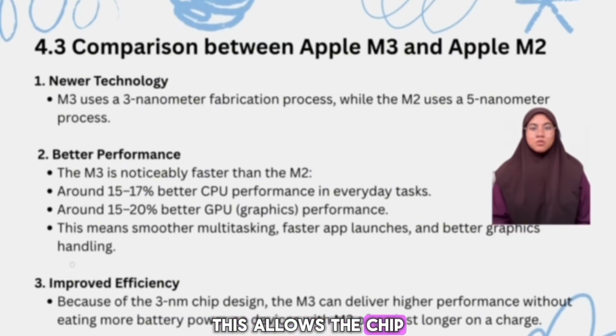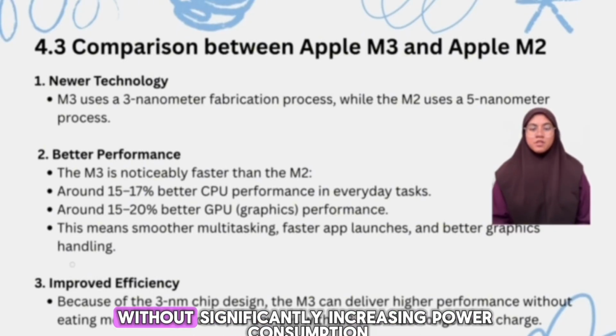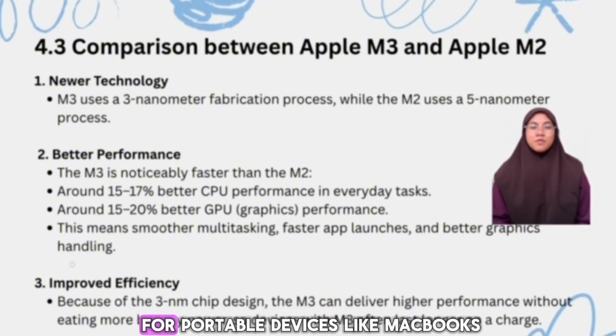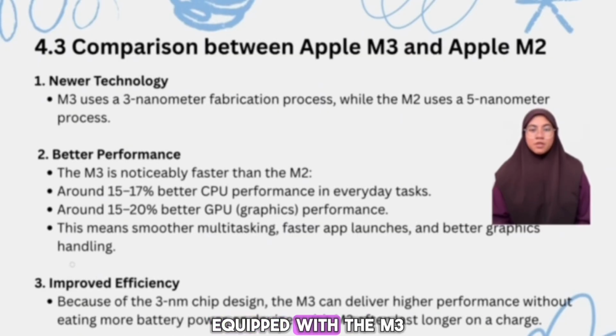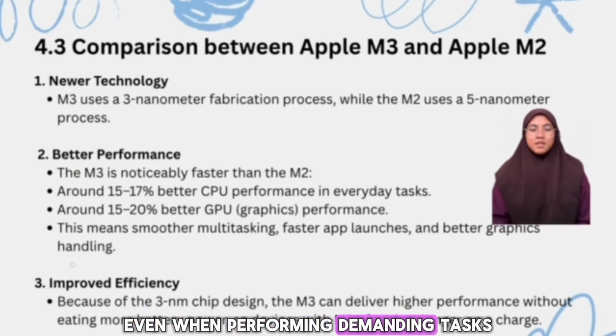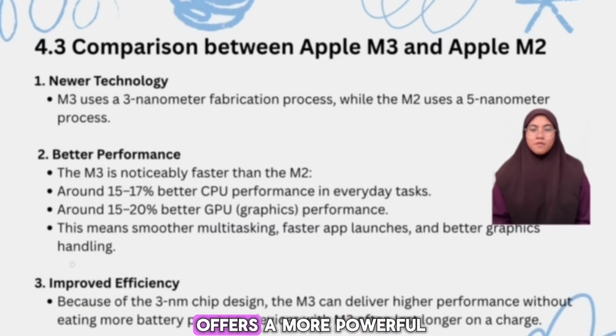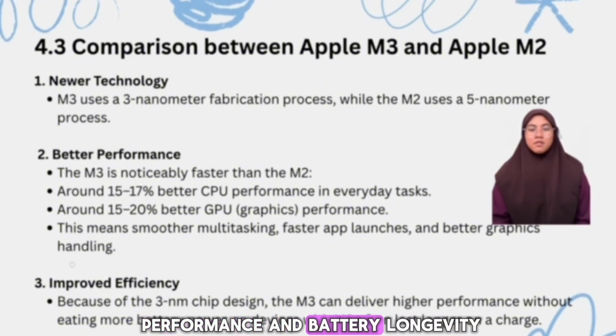This allows the chip to achieve higher performance levels without significantly increasing power consumption, which is especially important for portable devices like MacBooks. As a result, Macs equipped with the M3 often provide longer battery life than those using the M2, even when performing demanding tasks. Overall, the Apple M3 offers a more powerful, efficient, and feature-rich solution compared to the M2, making it a strong upgrade for users who value performance and battery longevity.